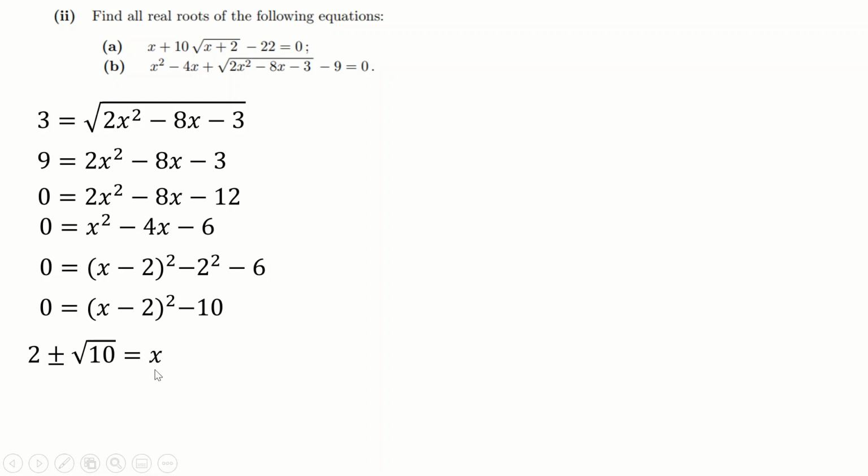And now, I just want you to be careful here, because it seems like we found the right answer. And we might have done, but I just want us to be careful here, because we've done a lot of squaring of both sides.